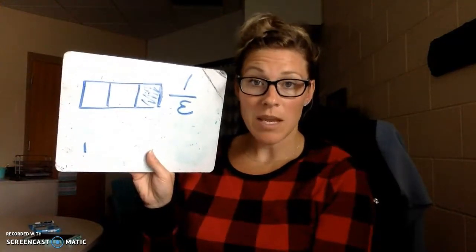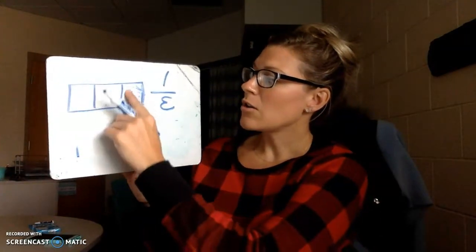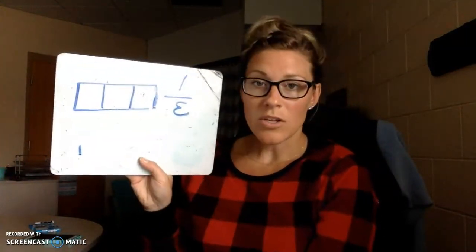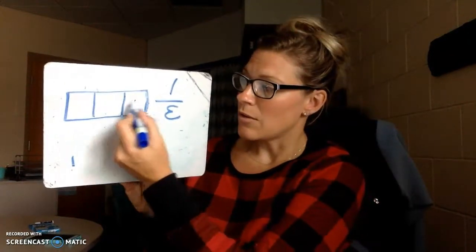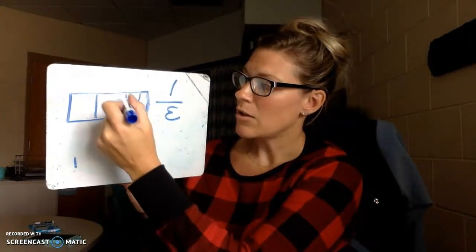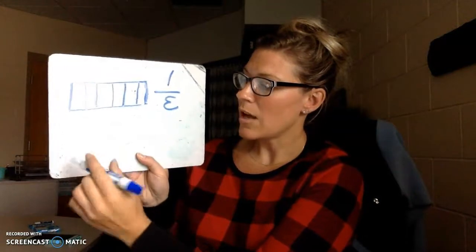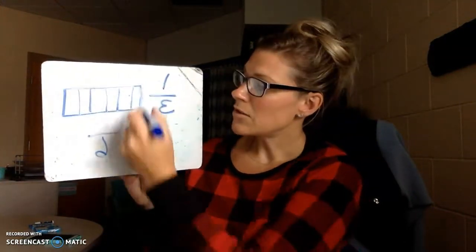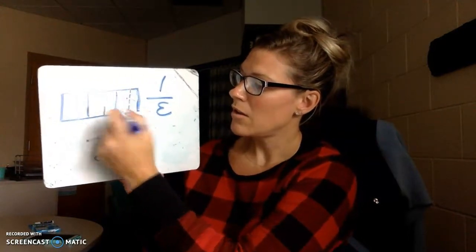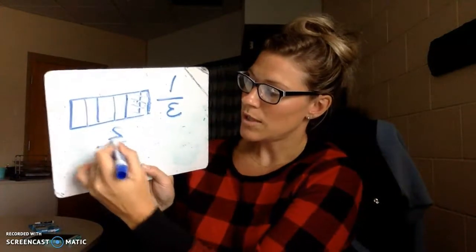Now, I need to make an equivalent fraction. So to do that, I could either use the multiplication, or I could use my fraction bar that I just drew. I could make a line through the middle. I could make a line through each of these boxes. And now that shows me that I don't have thirds any longer, I have sixths. And so that 1/3 that was shaded in is now actually 2/6.